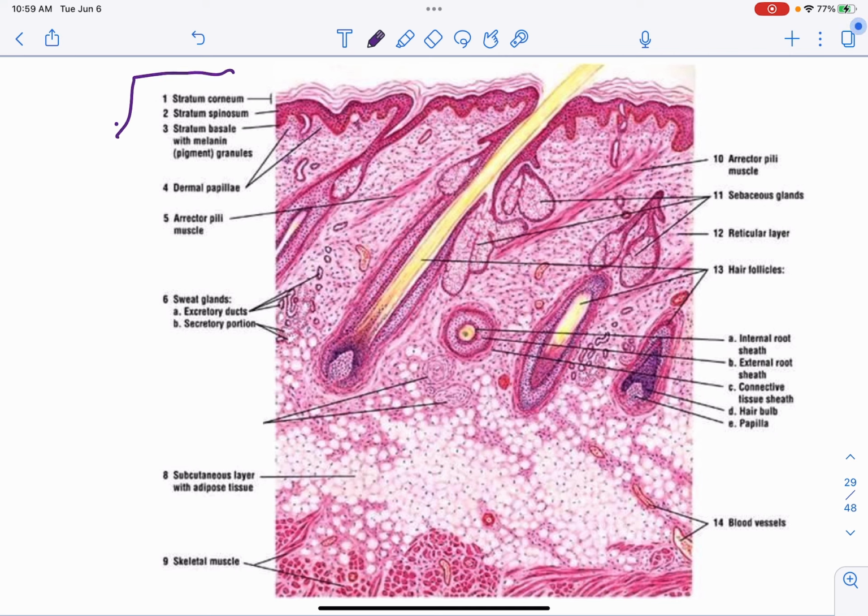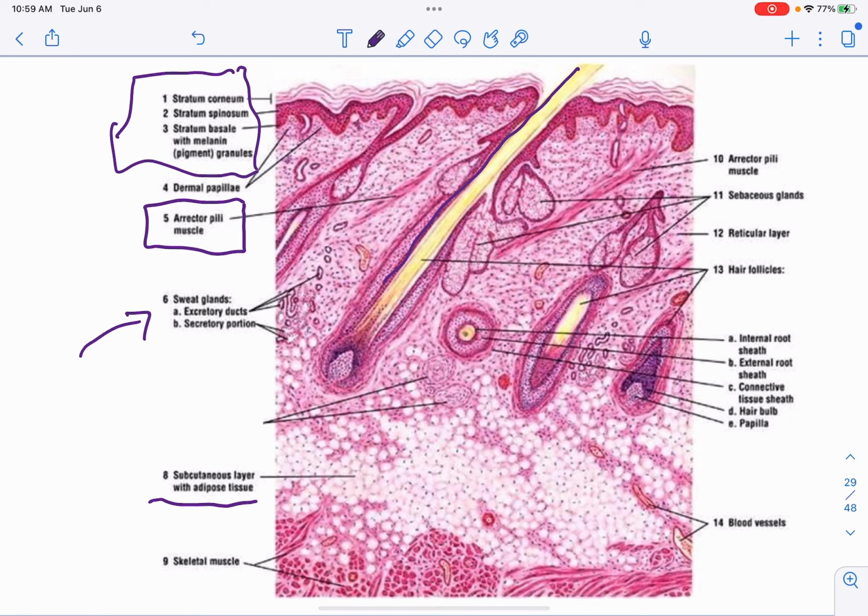So here are the layers of the epithelium, the epidermis, excuse me. We just mentioned the erector pili muscle. I'm going to go over the secretory glands at the very end. Here is the hypodermis containing adipose. Okay, you can see this nice structure. Here's the hair follicle here. And you can see this is the bulb portion.